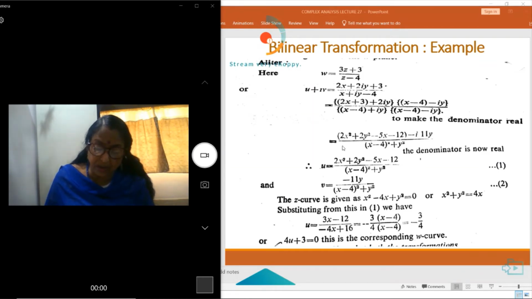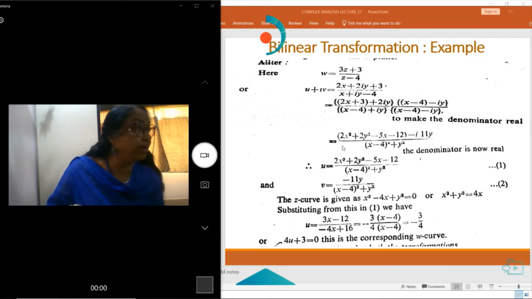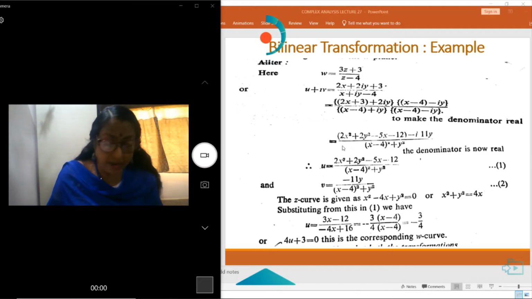equal to 0 can be written as U is equal to (3x - 12) divided by (4x + 16), and ultimately this value is equal to minus 3 by 4. So this is the equation of a line.